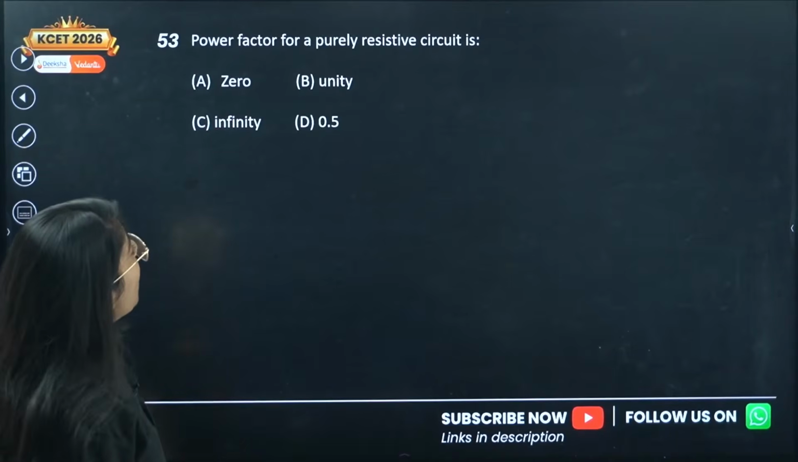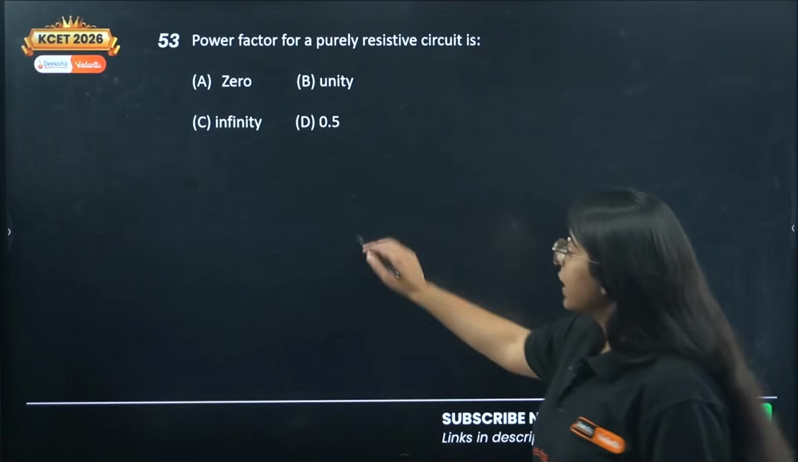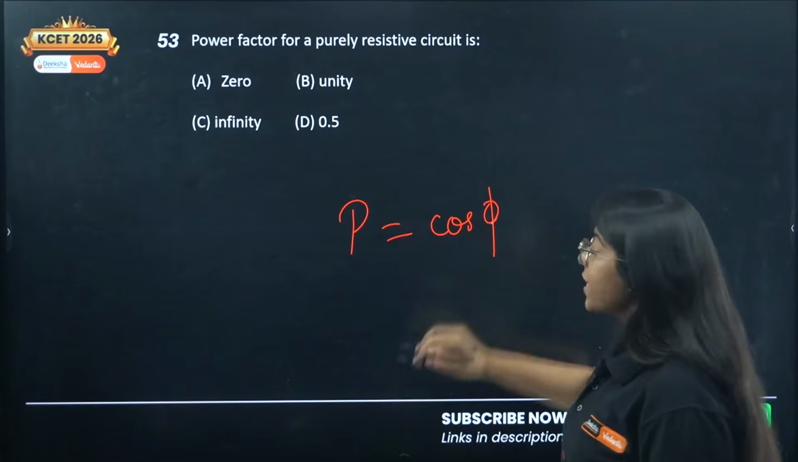53rd question says power factor for a purely resistive circuit. Now power factor is nothing but just cos phi, where phi is the phase difference.